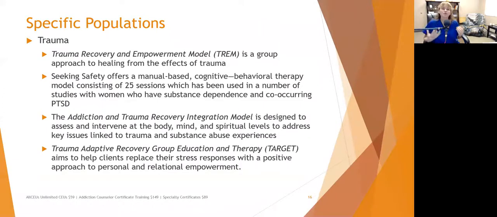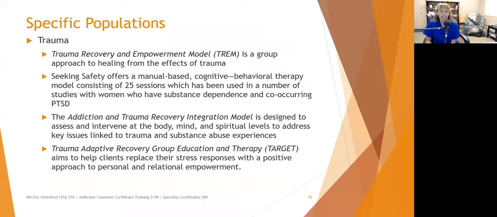And finally, trauma. I said we need to have everything grounded in a trauma-informed approach because the expectation is most people have experienced a trauma or more in their life. So the Trauma Recovery and Empowerment Model, or TREM, is a group approach to healing from the effects of trauma. Another approach that can be used is called Seeking Safety, which offers a manual-based cognitive behavioral approach consisting of 25 sessions that's been used in a number of studies with women who have substance dependence and co-occurring PTSD.